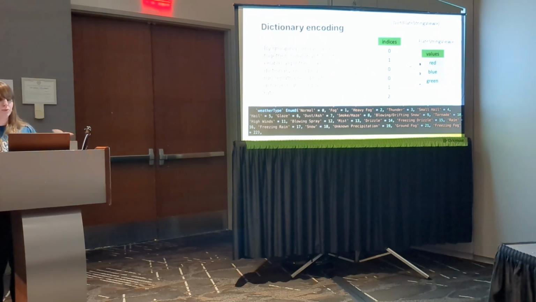Because again, you don't have to read the whole thing. You don't have to read blowing/drifting snow. You just need to look for number 9. And once you find all your number 9s, you got what you want. And so that's pretty powerful.